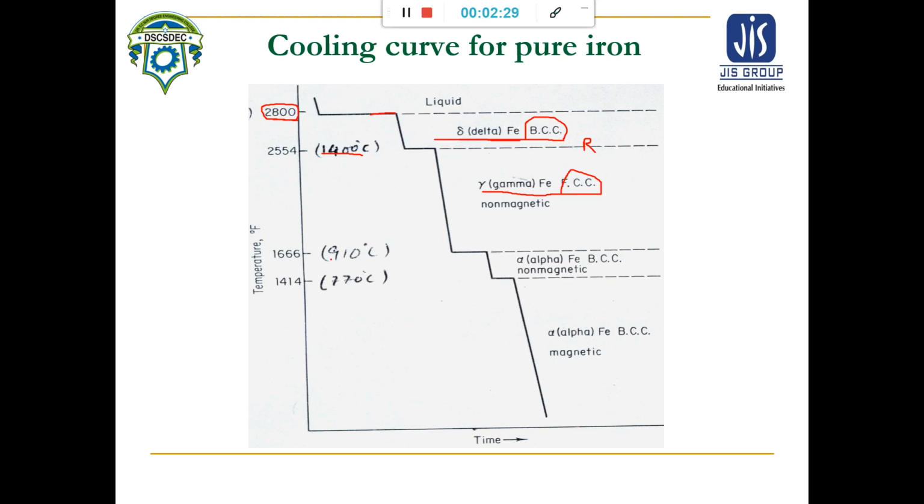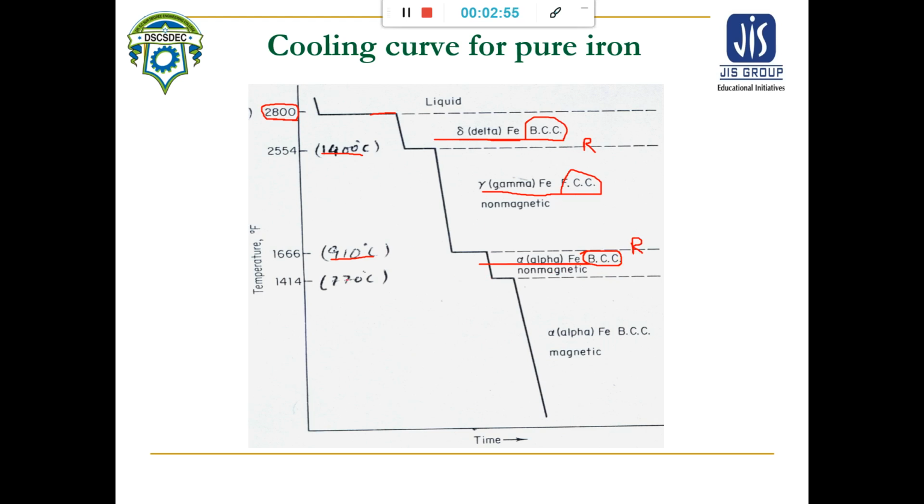Again at 910 degrees Celsius, gamma iron changed to alpha iron. Alpha iron is also body centered cubic. That means again the crystal structure changed, so that's why this point is also known as a recrystallization temperature line.